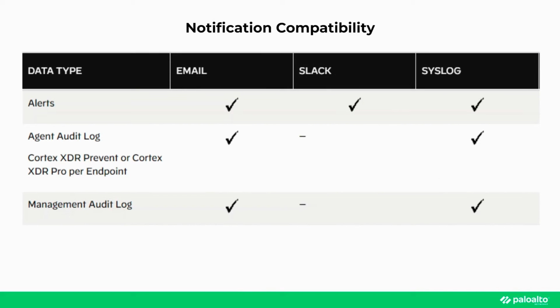There are also some limitations based on the notification sent along with the compatible communication method, as seen in the diagram. For example, alerts can be notified via Slack, email, and syslog. Agent audit logs, on the other hand, can only be notified via email and syslog. Now, let's take a deeper dive into configuring notification forwarding.